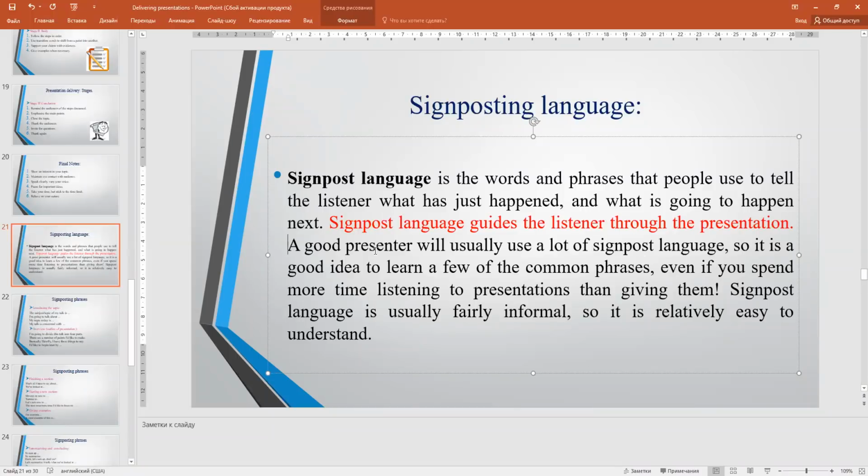So it is a good idea to learn a few of the common phrases, even if you spend more time listening to presentations than giving them. Signpost language is usually fairly informal, as you can see here, and so it is relatively easy to understand.